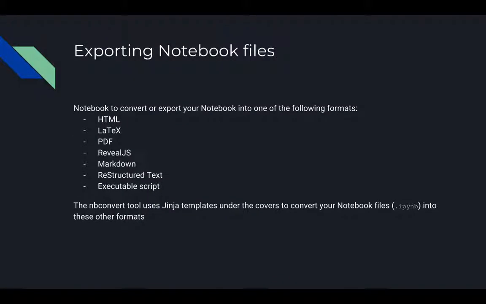Exporting notebook files. Notebook converts or exports your notebook into one of the following formats. You can convert it to HTML, LaTeX, PDF, Reveal, Markdown, restructured text, and executable scripts. The NBConvert tool uses Jinja templates under the covers to convert your notebook files into these other formats.